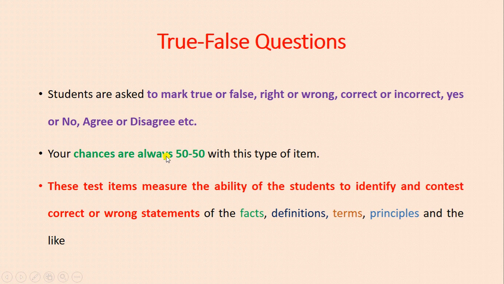Your chances are always 50-50 with this type of item. Your chances are 50-50 as there are two options. It may be right, it may be wrong. So 50-50 chances are in true false.